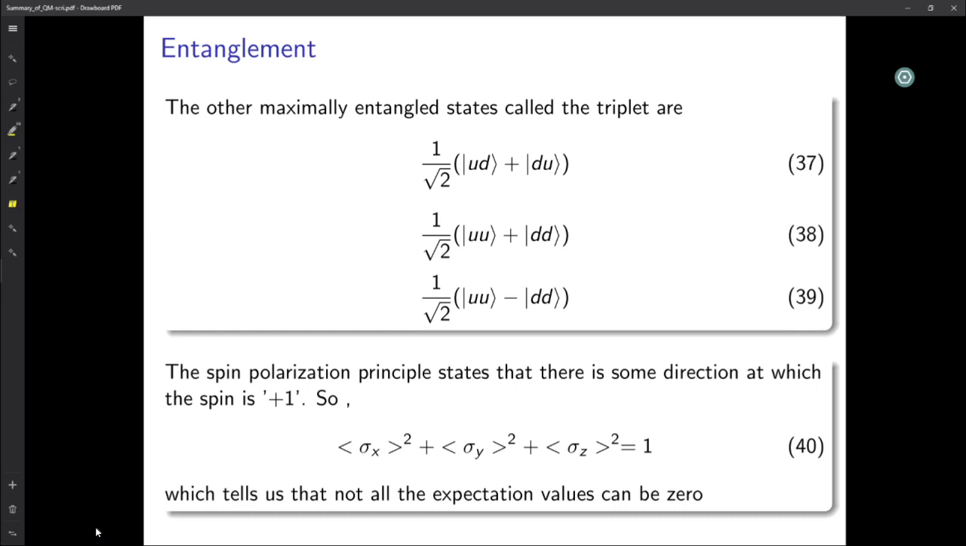So the sum of the squares of the average values of the spin along each direction should be equal to one. That is what it tells us. So not all expectation values can be zero, but there is an anomaly here. That's the problem with entanglement, and this is also one of the reasons why Einstein presented it so much, despite knowing that it exists. So next slide, Pugar.